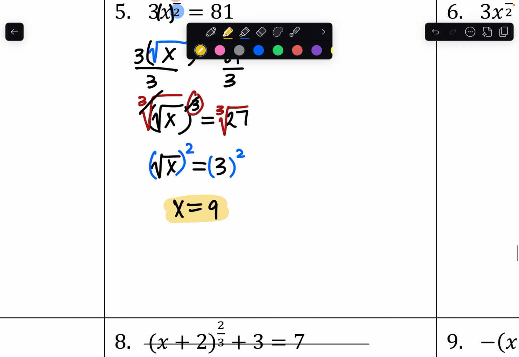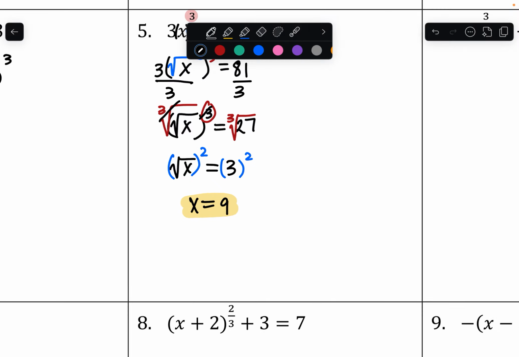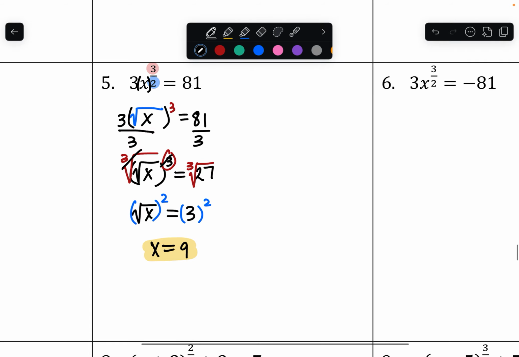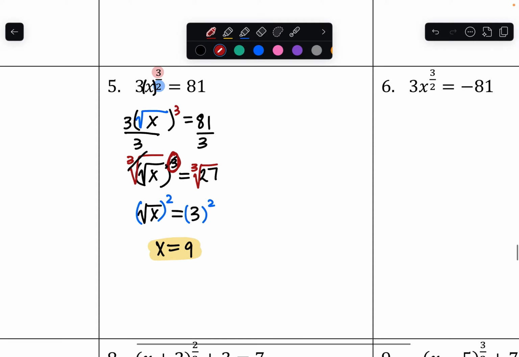Okay, and so notice I got to a square root equals a positive number. Be careful if you get square root equal to a negative number. That's when there's no solution. The other thing I want you to notice is that it's easier to get rid of this cube because that means I'm cube rooting before I'm squaring.